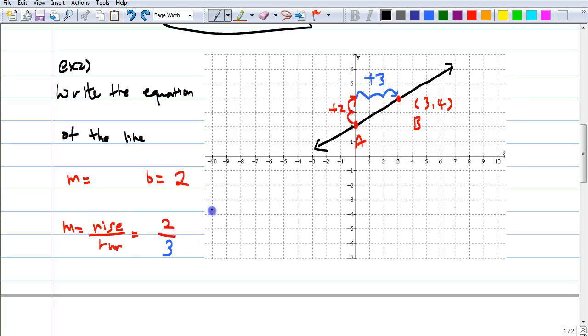So let's write this down. My slope is now 2/3. So we found the two pieces of information that we need, right? Is that right, guys? Yeah. So who could then tell me the equation of this line?